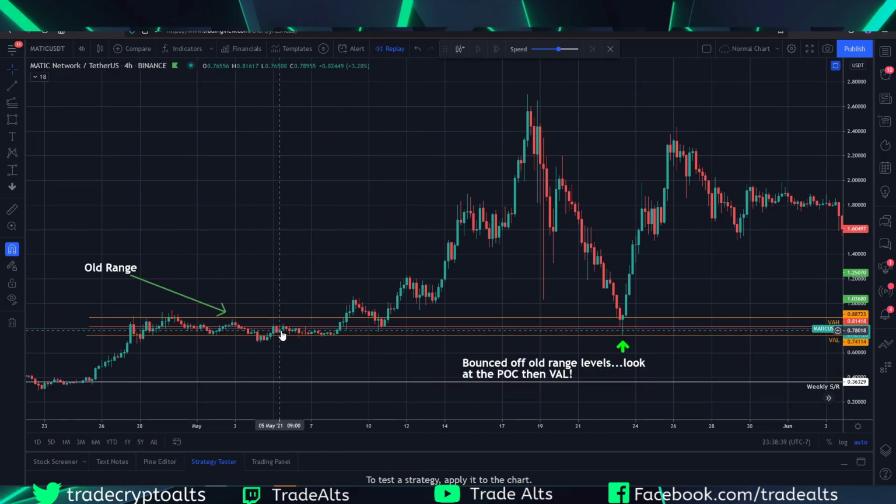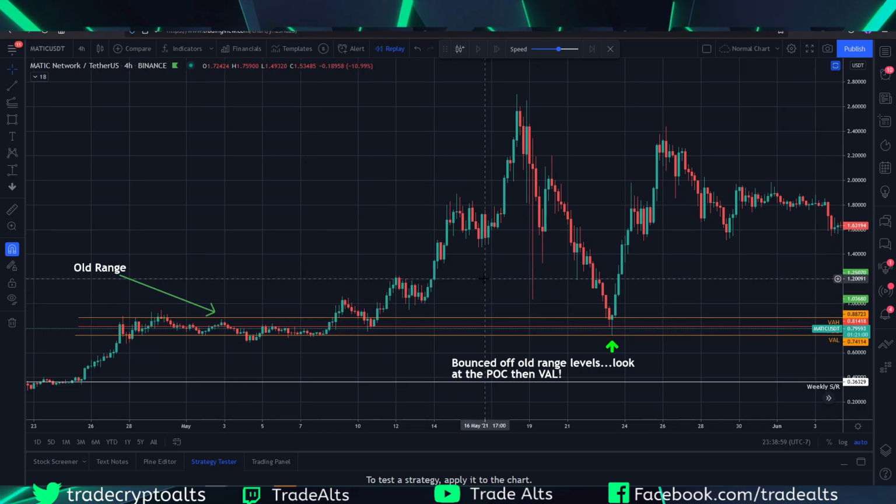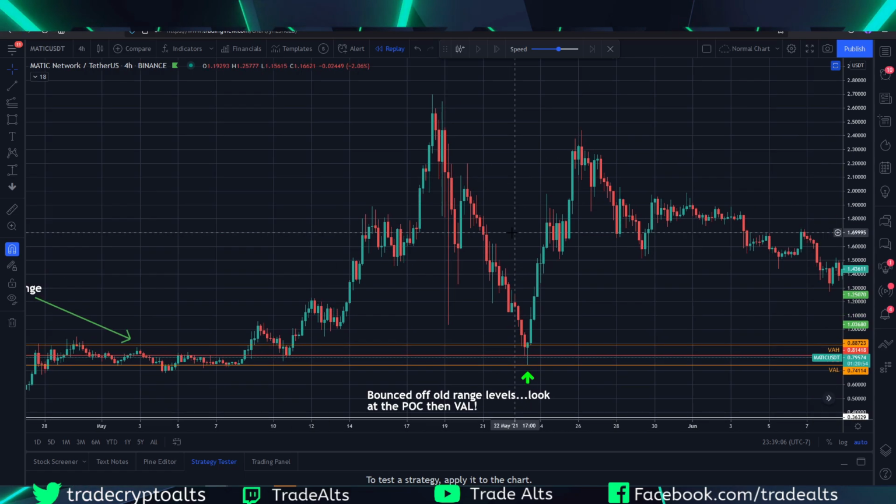Don't delete old ranges, especially if they traded really well previously, because it could come in handy later. And I'll give you a little hint on Bitcoin. If we do break to the downside, there's an old range that we traded in for a short while, similar to Matic, and that's definitely an area that I'm going to be interested in, if that does indeed break to the downside.